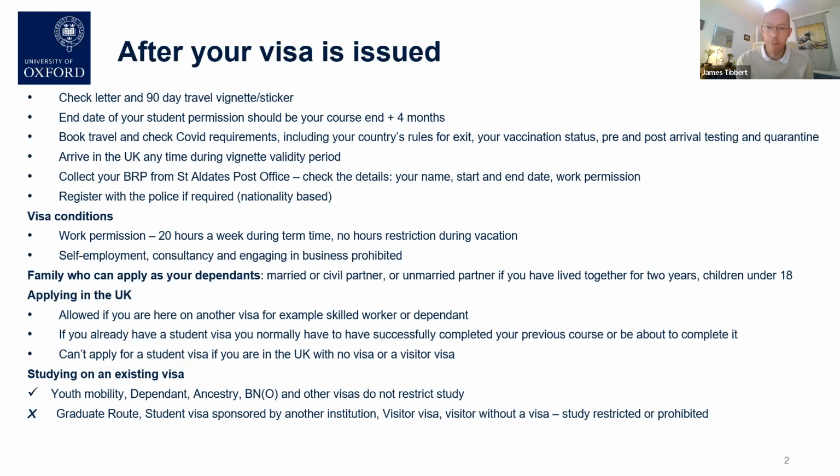And then some examples of visas you can't study on. The graduate route is a post-study work visa, which is for after studies for you to find a job and start work. So if you had that visa, you'd have to switch back into a student visa. You can't study on that one. If your visa is sponsored by another institution, we couldn't let you start. So as I mentioned before, you need to have a visa for Oxford, or if you meet those conditions above, you need to have submitted a pending application and have to show that before you can be enrolled. We can't let you study on a visitor visa, or we can't let you study if you arrived without any visa at all. Okay. And then the next slide.